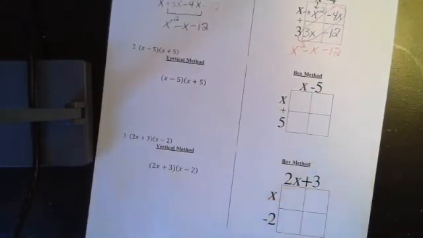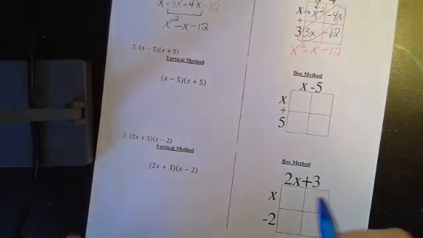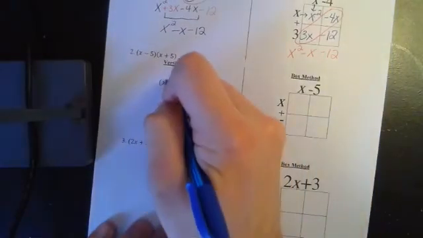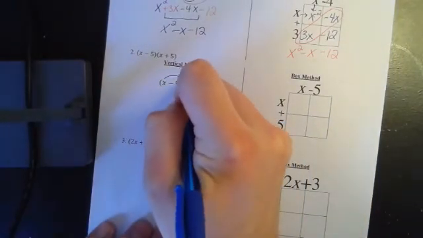So for number 2, we're multiplying x minus 5 times x plus 5. Again, this is already in standard form for you. So we'll jump right into multiplying. So we'll multiply our first terms. X times x is x squared.